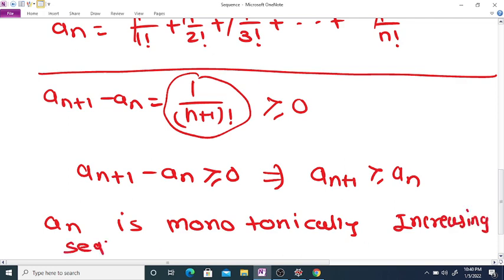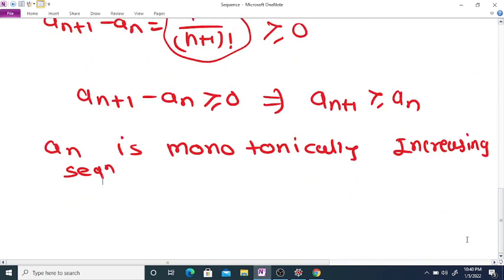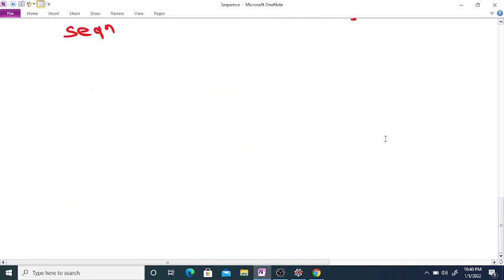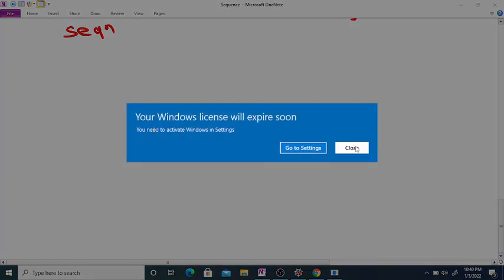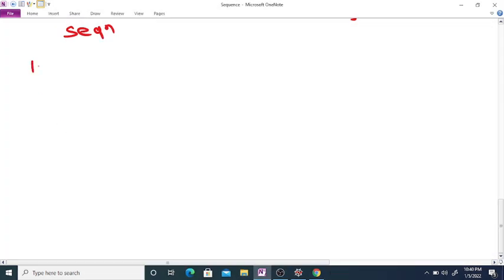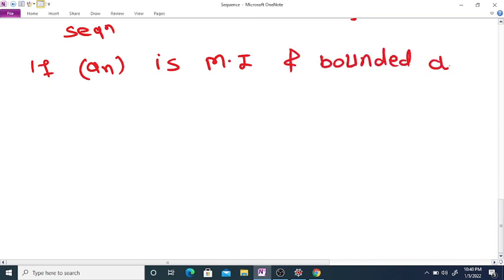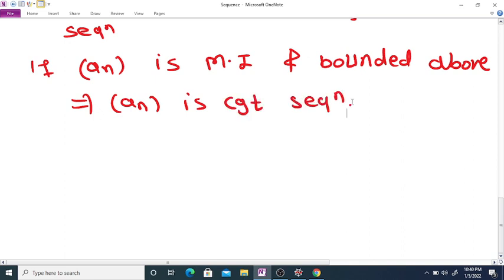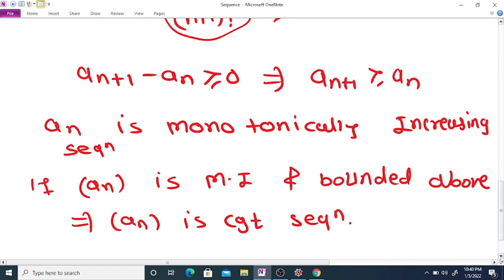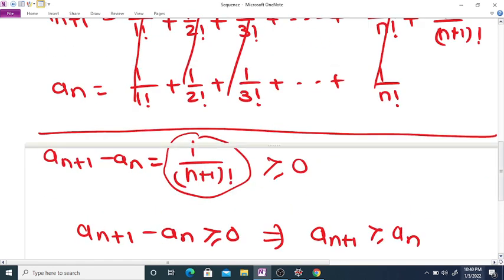Now to show that the given sequence is convergent, we are going to check whether it is bounded above. We know that if the sequence an is monotonically increasing and bounded above, then an is a convergent sequence. So here an is monotonically increasing. Now we want to show that an is bounded above.